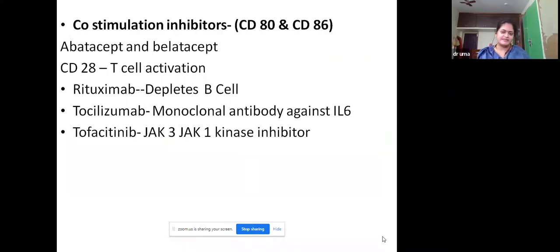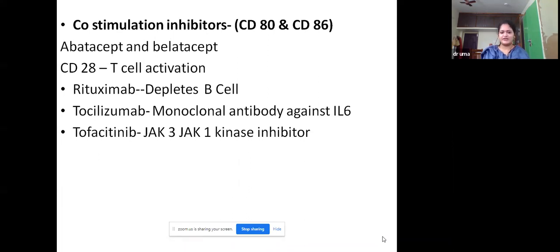And co-stimulation inhibitors inhibit CD80 and 86. They are needed for the activation of CD28, which is present on the antigen presenting cells, and so they cause T cell activation. These drugs, abatacept and belatacept, inhibit the activation by CD80 and 86. And rituximab depletes the B cell.